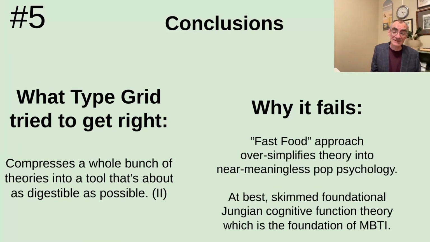And in particular, what you're not getting is Jungian cognitive function theory. That's where you go deep, and that's the foundation of MBTI. It's the foundation of socionics. It is so important in the underlying theory that skipping it makes the whole Type Grid Companion not really correct in terms of the Jungian cognitive function foundation that's needed for MBTI.